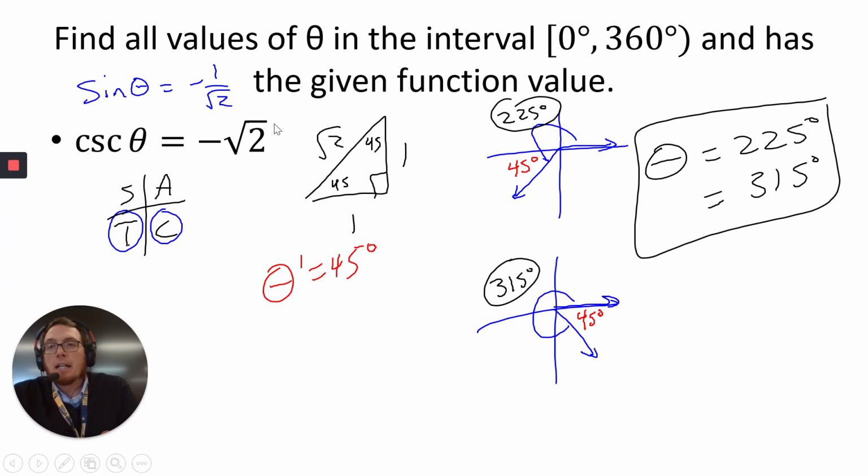If cosecant is negative, so is sine. And so those two things are negative in quadrants 3 and 4. So I have a 45-degree reference angle in quadrant 3. 180 plus 45 is 225. And in quadrant 4, 360 minus 45 is 315.